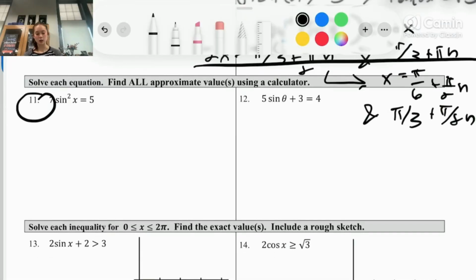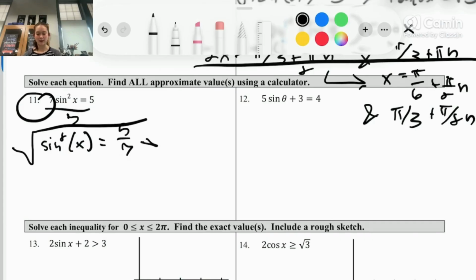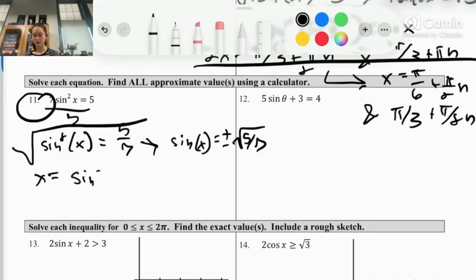Okay, now we're going to do question 11. You're going to start by dividing both sides by 7, so it would be sine squared of x equals 5 over 7. Then same process, you do square root, and sine of x equals plus or minus square root of 5 over 7. And then you do the inverse yet again, x equals inverse sine of plus or minus square root of 5 over 7.